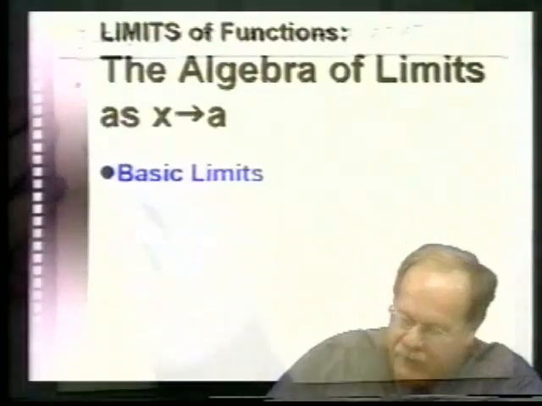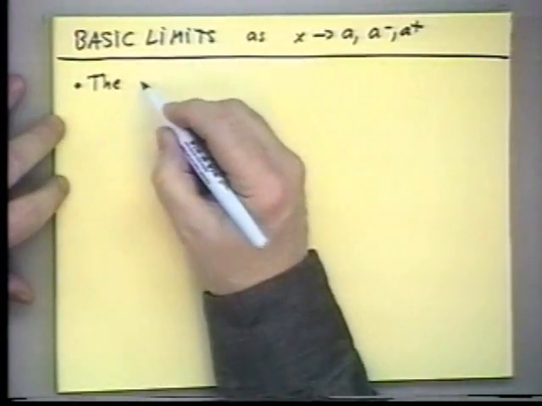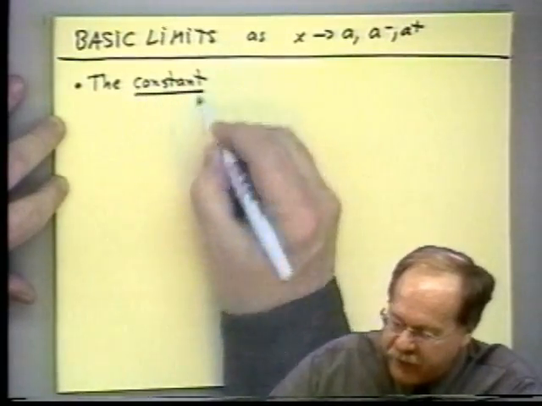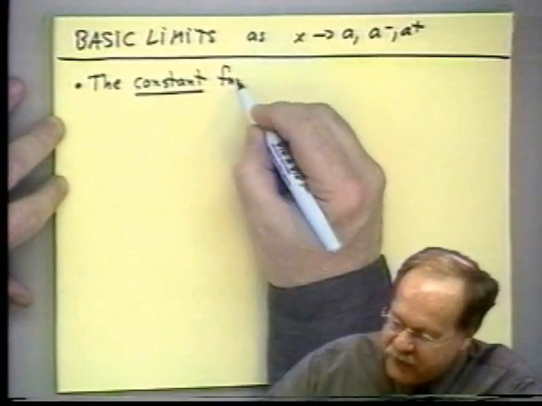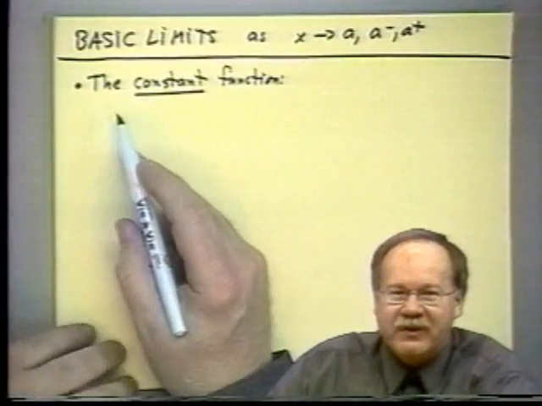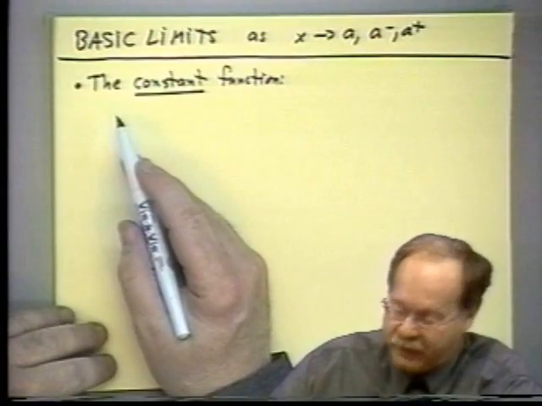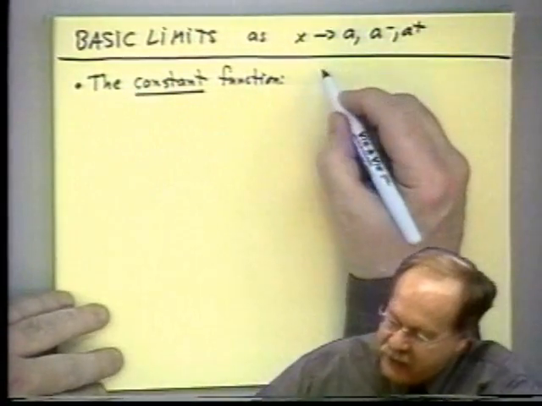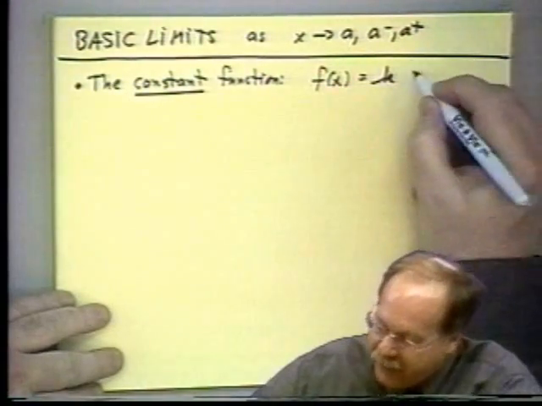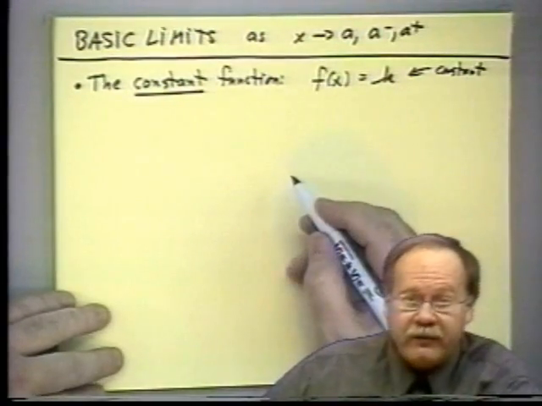So, the very first basic limit is almost common sense, but I hope you'll bear with me as we work our way up to the more difficult cases. Suppose we consider the constant function. Now we say the constant function, but really there are an infinite number of constant functions depending on what constant you use. The constant function has the form f of x equals k. Now k is a constant. Now that's a very dull function to look at.